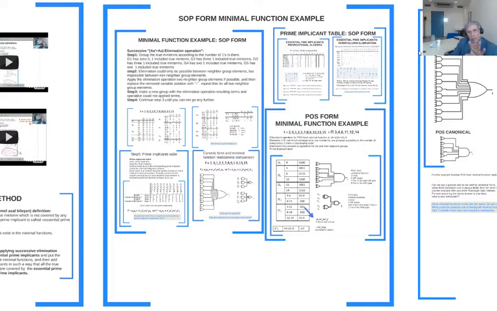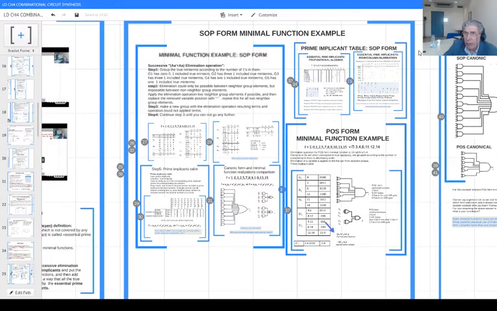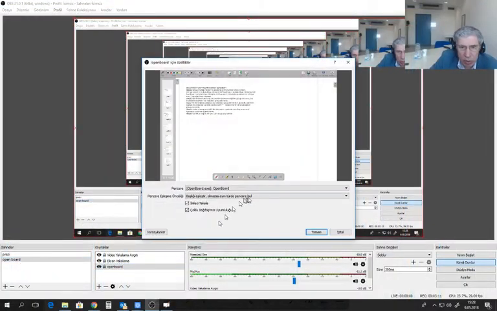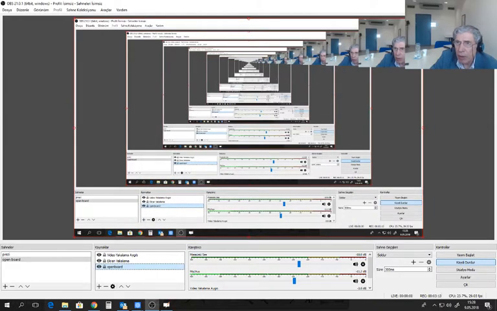So let's go in and examine this now. So we're going to come out of here, take this off, and put this on open board, and then OBS, open board. So that's the one. Okay, here we are.